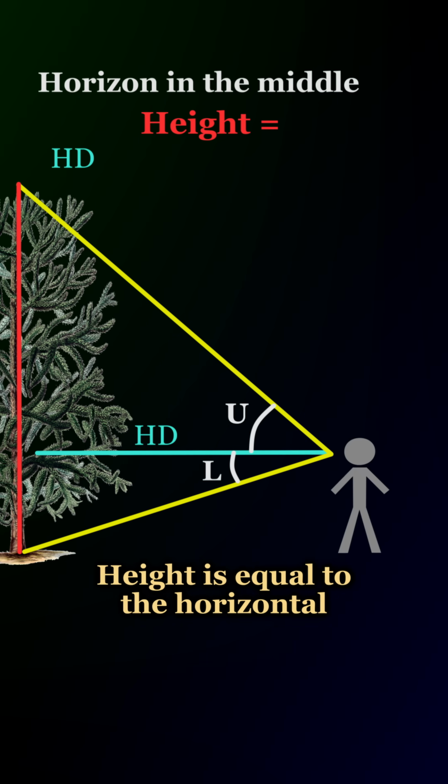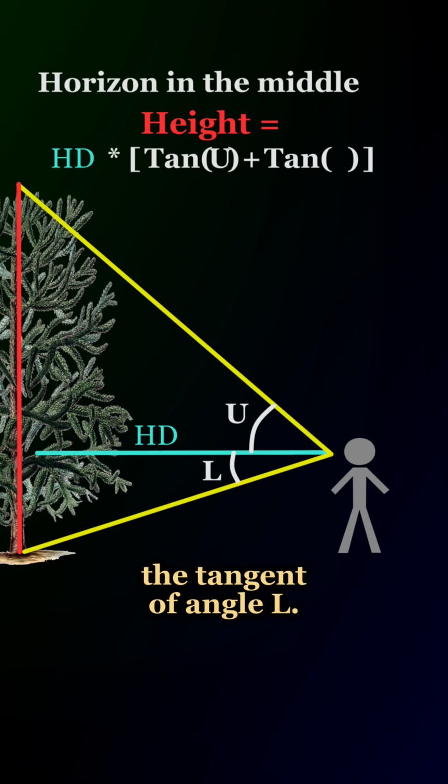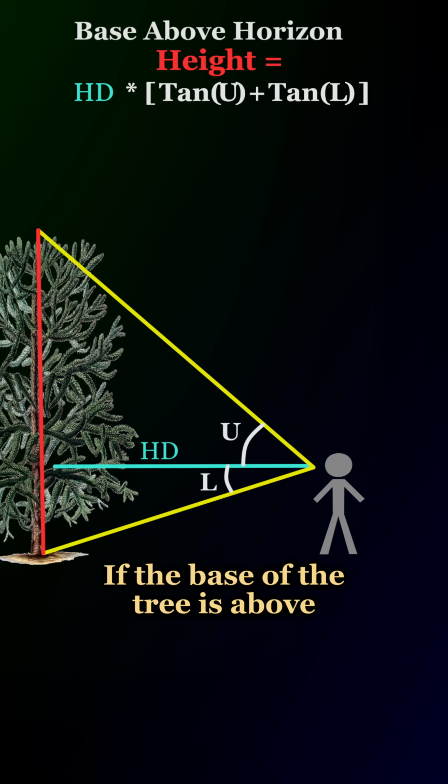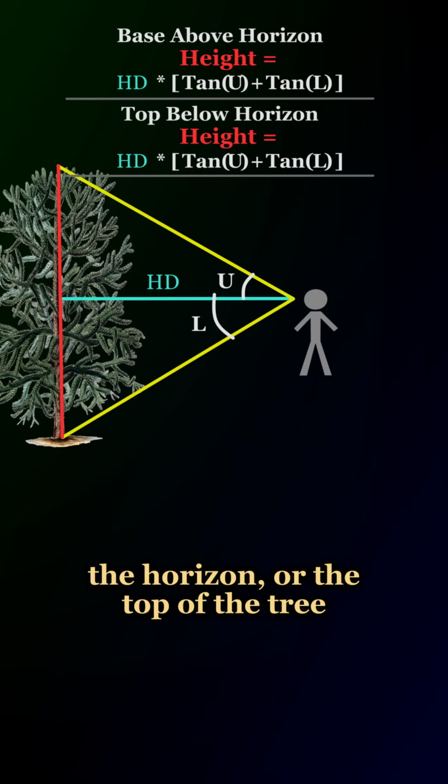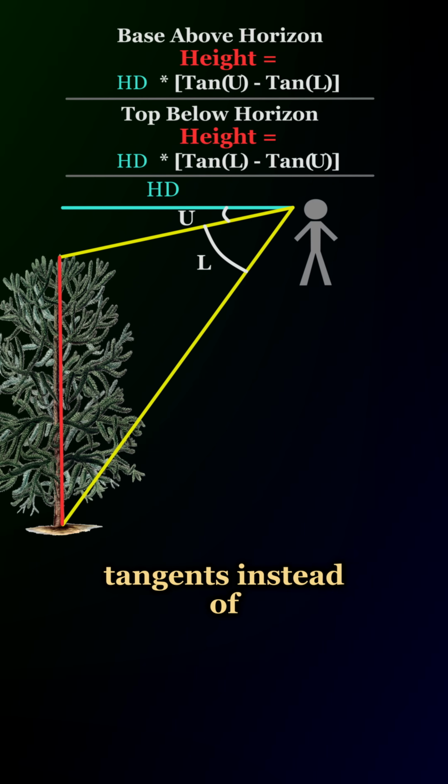Height is equal to the horizontal distance multiplied by the tangent of angle U plus the tangent of angle L. If the base of the tree is above the horizon or the top of the tree is below the horizon, the rangefinder will subtract the tangents instead of adding them together.